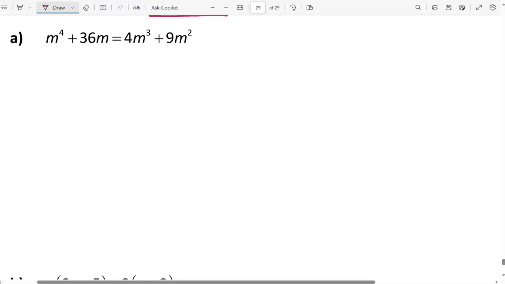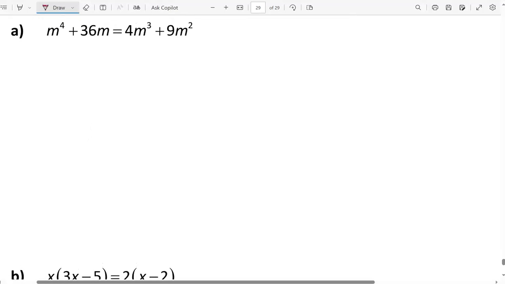So in example 4, we need to have a 0 on one side of the equation. So I'm going to subtract 4m cubed, subtract 9m squared, and leave the m to the 4th and 36m on the left side of the equation. It is important to write equals 0. Notice that when I moved the terms, I put them in descending powers.